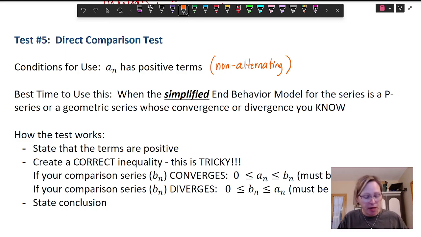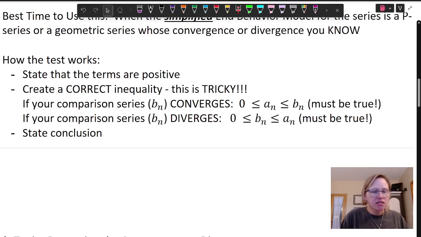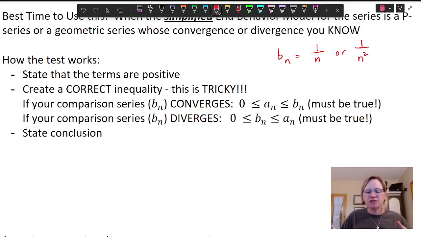We are going to state that the terms are positive, and then we have to create a correct inequality, and this is really important. Essentially, we are going to pick a known series that we know about. For example, we would let b of n equal the harmonic series. We know that this diverges. Or we'd let it be a p-series that we know converges. But we want to pick a series that we know about. And as you do this, you'll get a feeling for when you look at a series what its divergence or convergence is going to be.